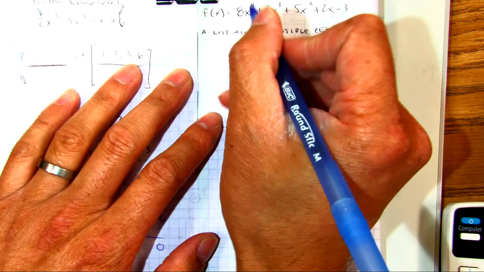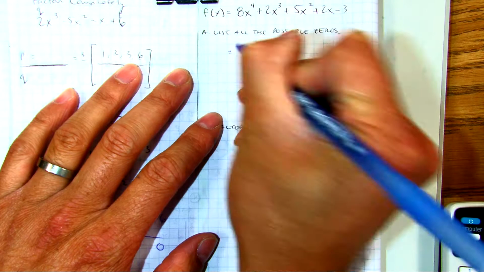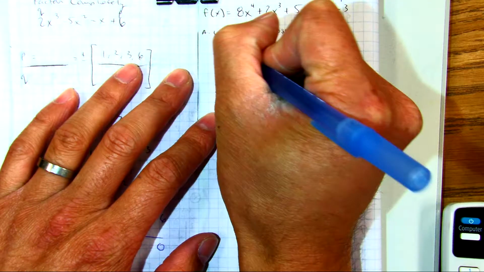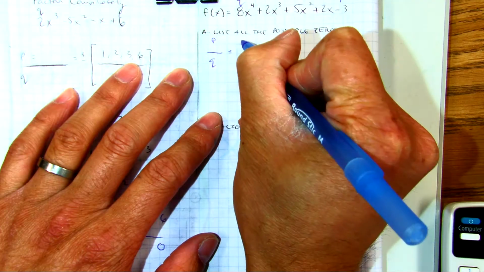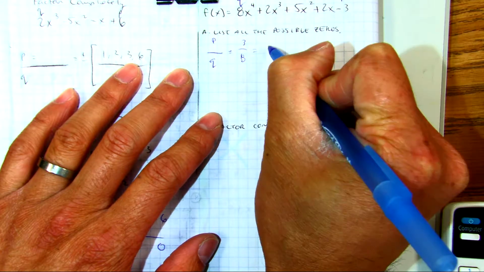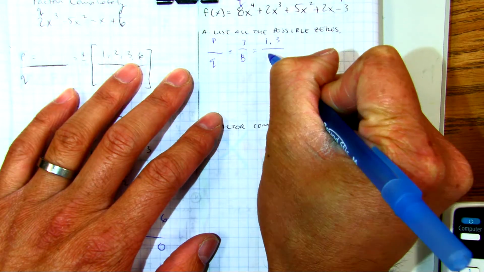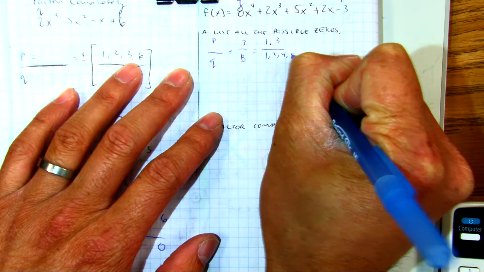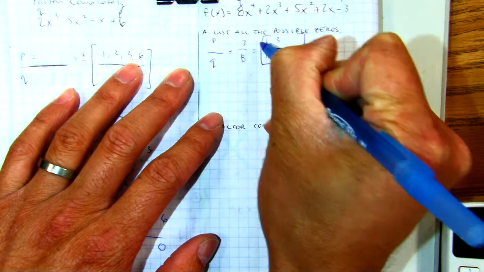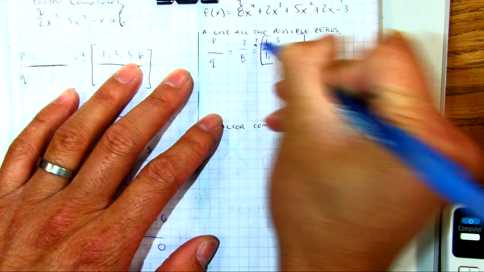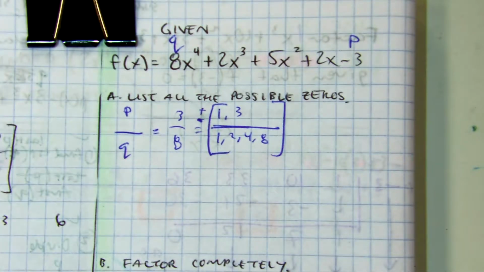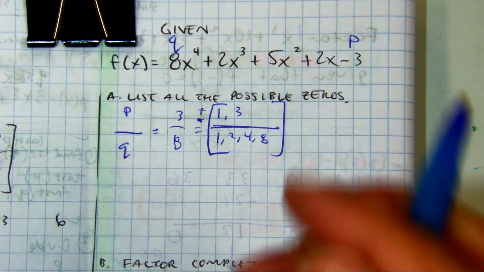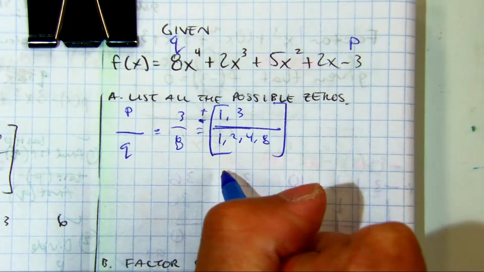Okay. What's your last one? Wait, going too fast. 1, 3, 1, 2, 4, 8? Yeah. And they're both positive and negative, right? Okay. Good job, Kevin. Ruben, tell me all the numbers we're going to test. Yes?